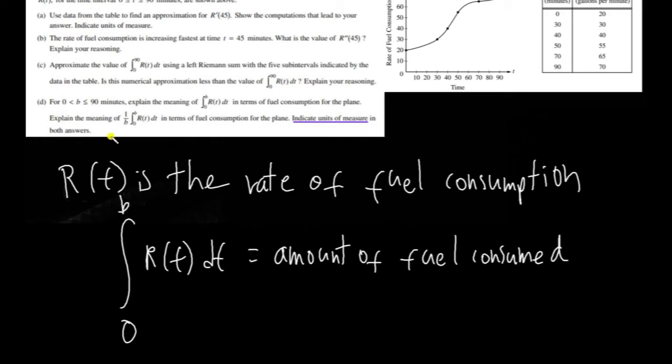Okay, and then this 1 over b thing, that's something you should just know. Whenever you see a 1 over something times an integral, the thing that should instantly come to your mind is average value. Because there's usually no other reason they'll give you 1 over something times an integral. When you see that, you should immediately think, okay, that's average value. That's the average value of fuel. That's average value of R(t), right?